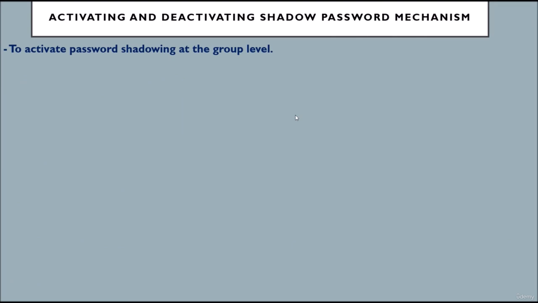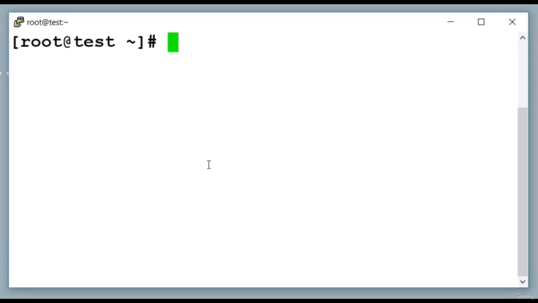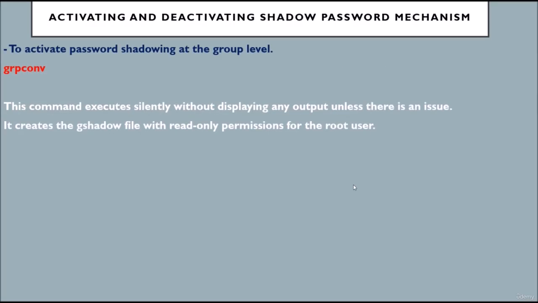To activate password shadowing at the group level, you can type in the grpconv command. This command executes silently as well without displaying any output unless there's an issue. So let's run that command through the terminal. grpconv, hit enter. If you don't get a message, the command executed successfully. It creates the gshadow file with read-only permissions for the root user as well. You can do ll or ls -l on the /etc/gshadow file to look at the permissions.